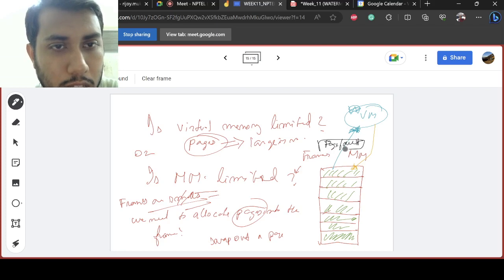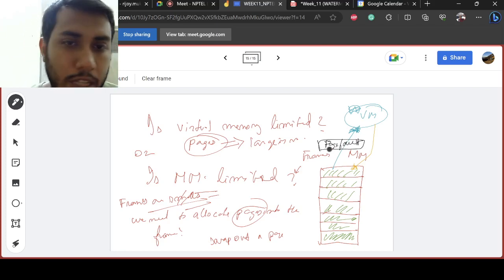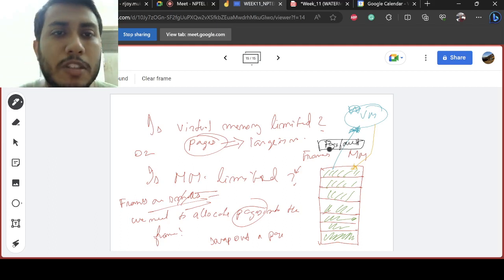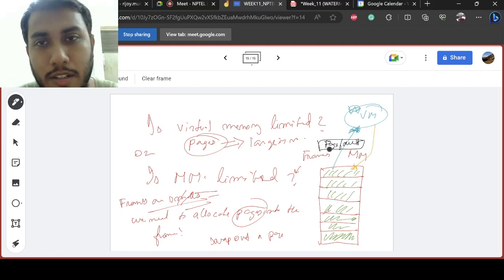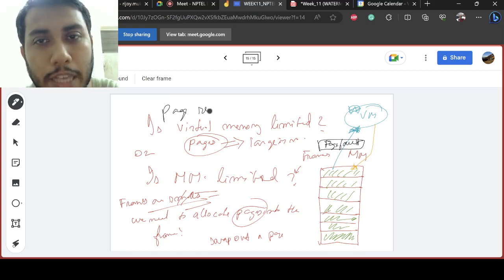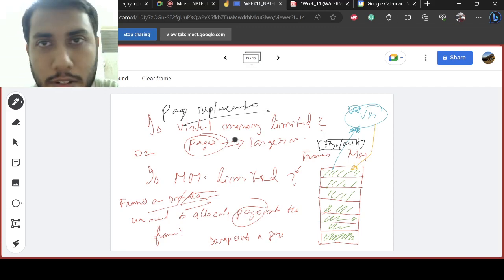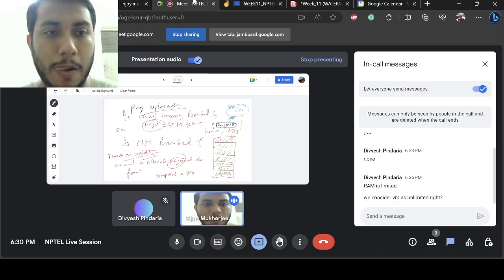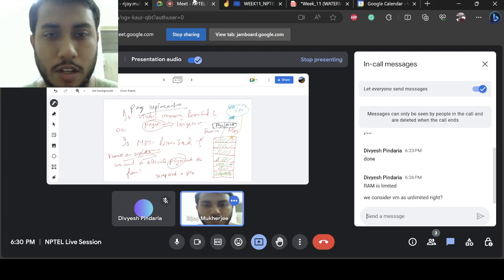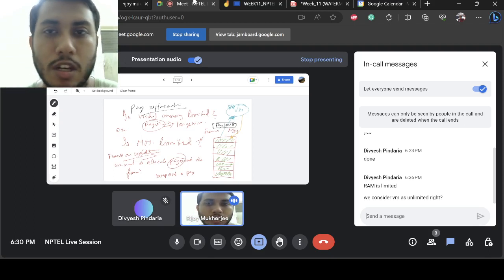Right. So this process is one of swapping in and swapping out, right? This process is basically your page replacement. And as we go further in today's session, we will discuss many different kinds of page replacement algorithms.